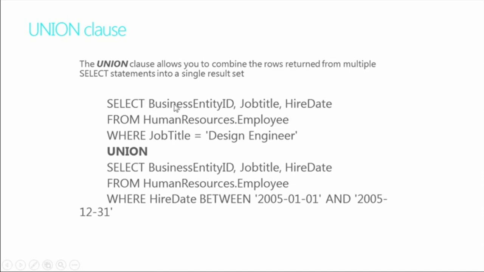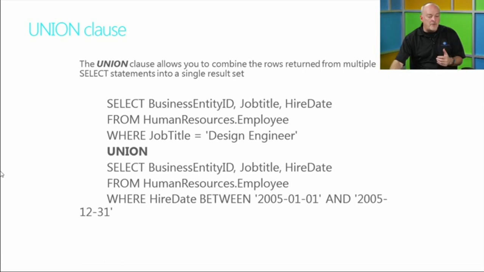So we're doing select business entity ID, job title, and hire date. We're selecting that from the employee table, where we're still supplying a job title where clause, where job title equals design engineer. Now we want to union that. I don't want to use the word merge because there's an actual statement MERGE. We're going to take that content and we're going to have content from the second select statement. Again, the columns have to match: business entity ID, job title, hire date, from the employee table, where hire date is between January 1st, 2005 and December 31st, 2005. These dates are weird for me. I'm not used to having the year first.